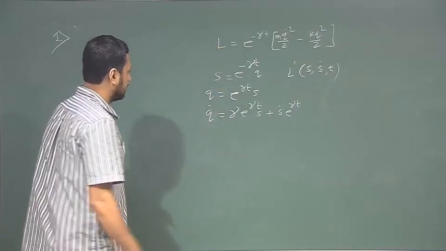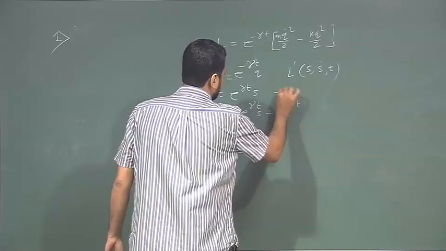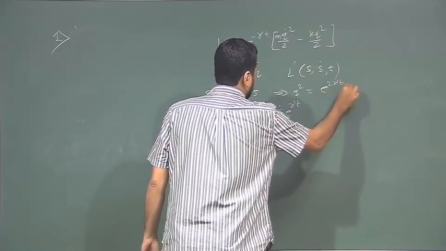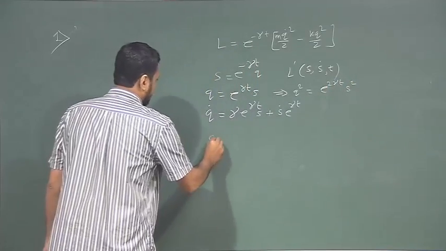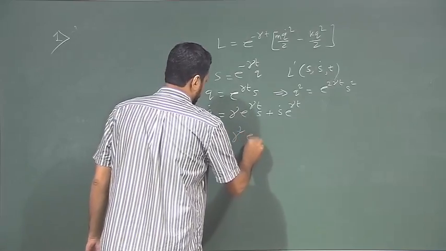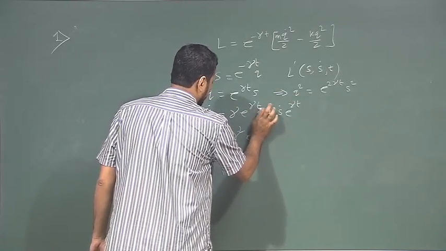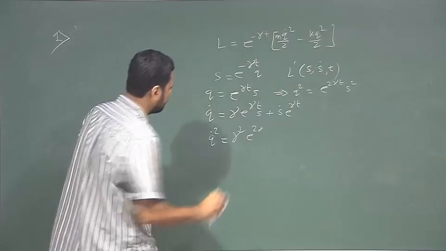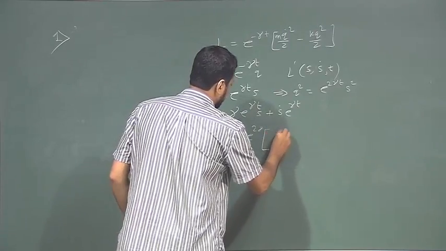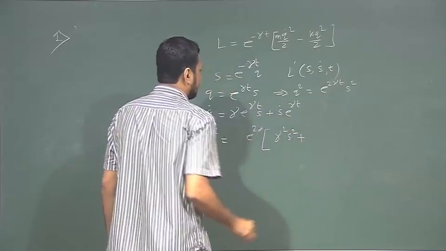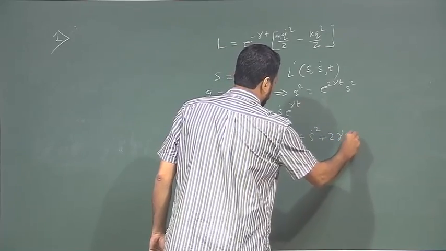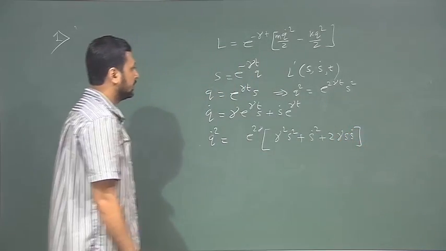Now, we have to square both of them. The first term tells you that q square is simply e to the power 2 gamma t S square, and q dot square will have 3 terms. Actually, e to the power 2 gamma t will be common from all 3 terms. So, I am just writing it out: it will be e to the power 2 gamma t times gamma square S square plus S dot square plus 2 gamma S S dot.